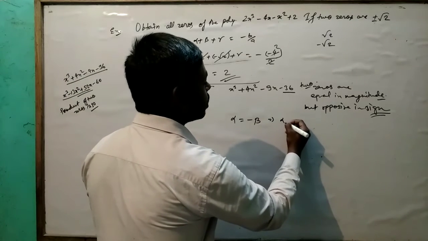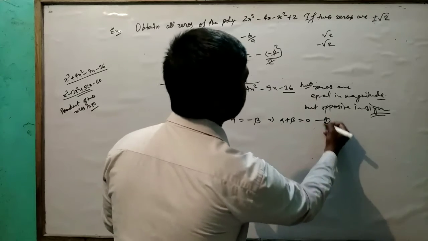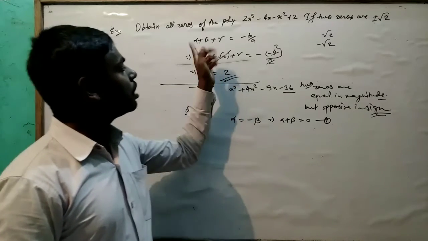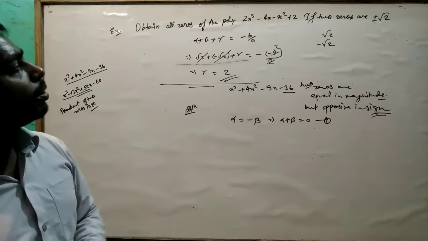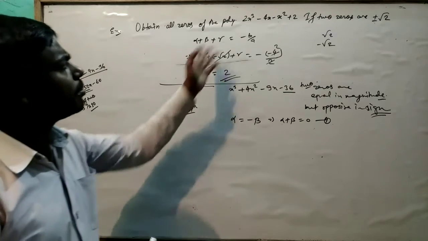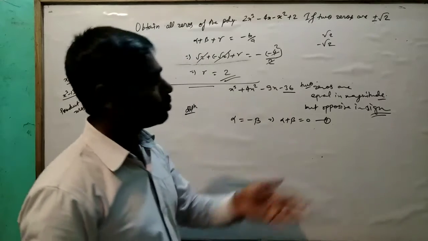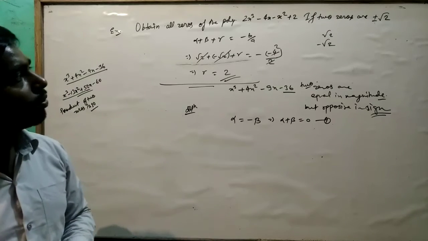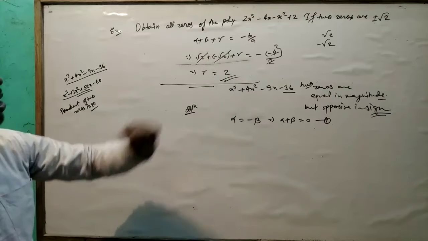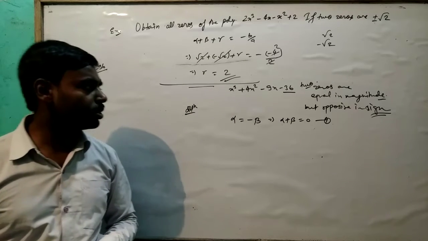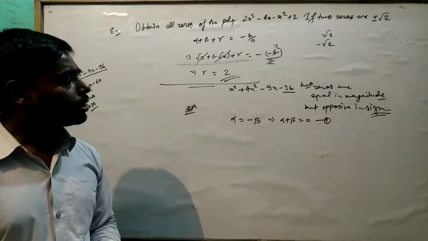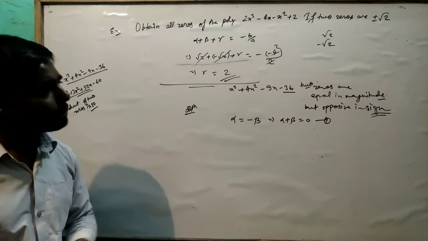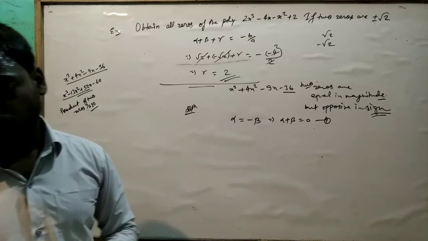Now it can be written as alpha plus beta is equal to 0. That is equation first. Now we have to find the third zero. Similarly, we can use alpha plus beta plus gamma is equal to minus b by a. After this, we use the sum of products of zeros, any one we can use, and then find the remaining two zeros.